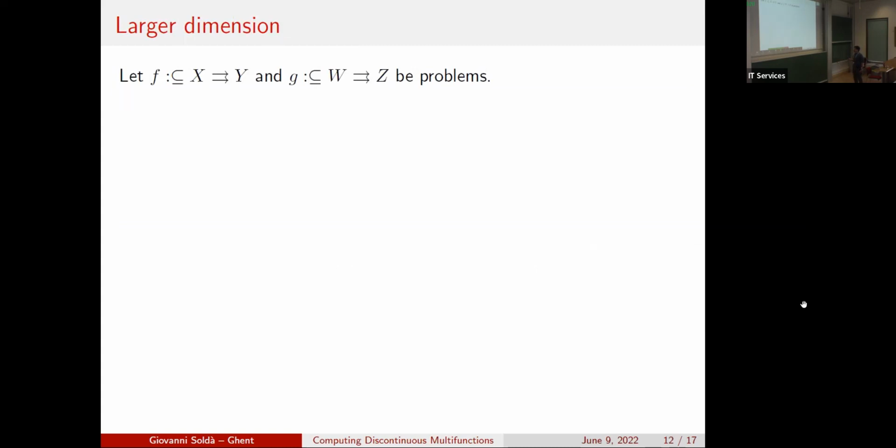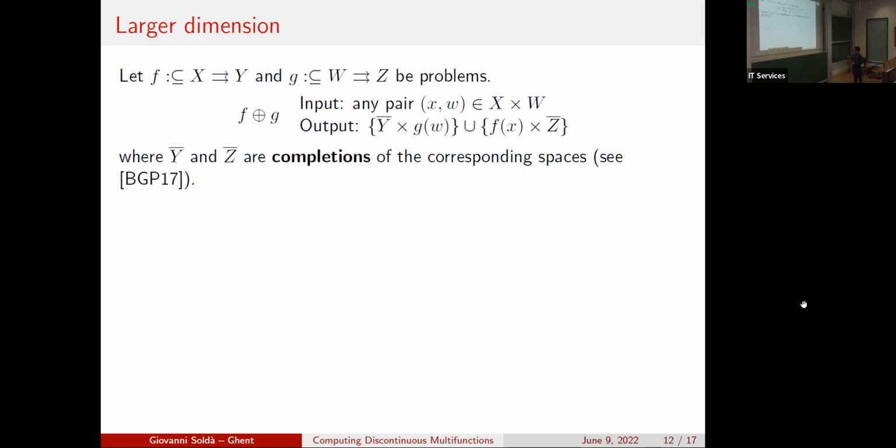Okay, so what happens for larger dimension? Now, and this will need some amount of terminology, unfortunately. Let F and G be problems between represented spaces. We define the sum of F and G as follows. The input of F plus G is any pair X in the Cartesian product of the two domains. And the output is something, unfortunately, quite complicated.